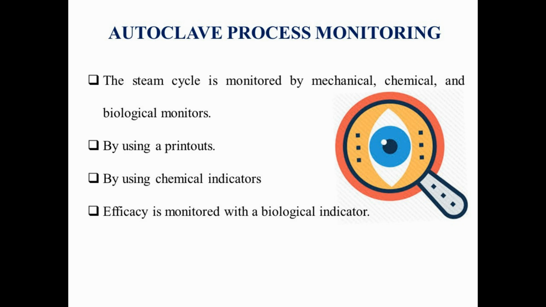Autoclave process monitoring. Like other processes, the autoclave process is also monitored. In an autoclave, the steam cycle is monitored by mechanical, chemical, and biological monitors. In mechanical monitoring, the printouts of the cycle are taken and the time, temperature, and pressure parameters are verified. Monitoring is also done by using chemical indicators. These chemical indicators change color when exposed to specific temperature and pressure. Autoclave efficacy is monitored with the help of a biological indicator. In the next slide you can see photos of the forms of the biological indicator.